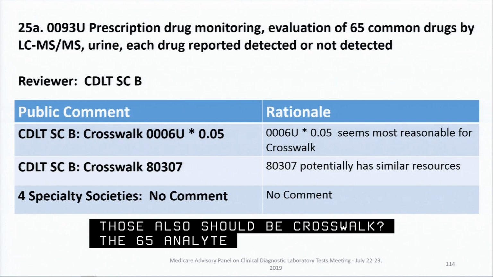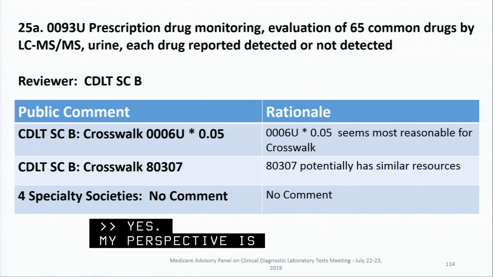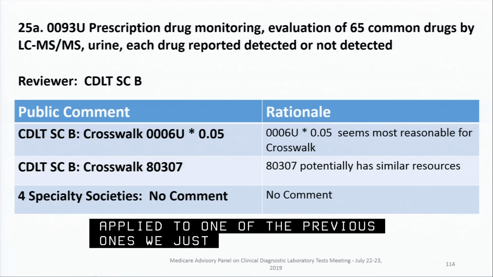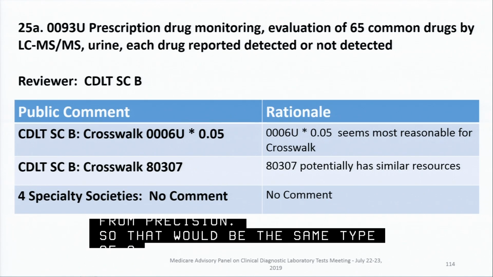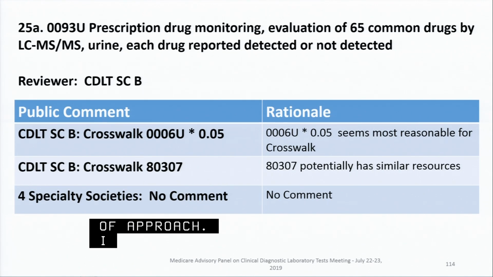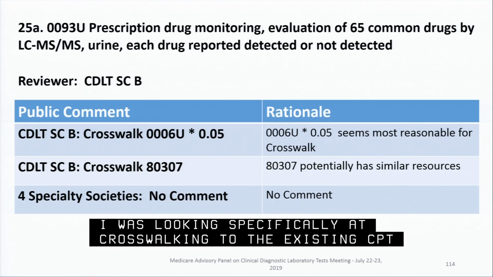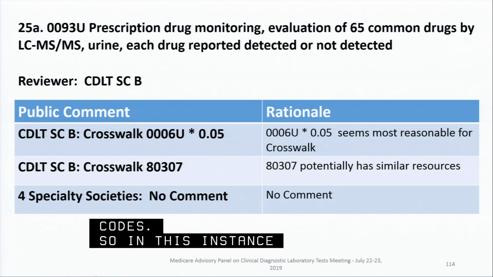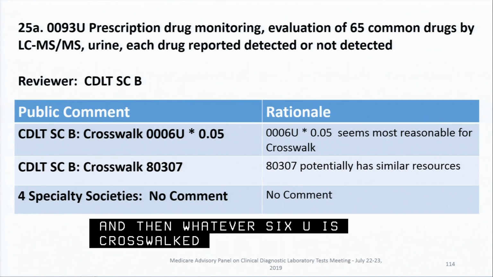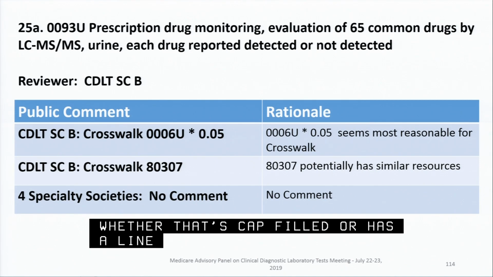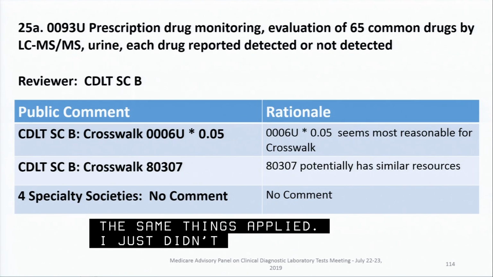Yes. Well, my perspective is, when I looked at it, I didn't consider that, because that would have applied to one of the previous ones we just discussed in this group, I think the 90 analyte panel, the one from Precision, right? So that would be the same type of approach. I didn't consider those G codes as options. I was looking specifically at crosswalking to the existing CPT codes rather than any of the G codes. So in this instance, we're crosswalking this to code 0006U, and then whatever 0006U is crosswalked to ultimately, whether that's gap filled or has a line drawn to the G codes, I can't speak to that. I don't remember. It probably was discussed in a previous iteration, but the same things applied. I just didn't know, and maybe I should have known, that G codes were an option for these crosswalks. I thought we had to crosswalk to the existing CPT codes.